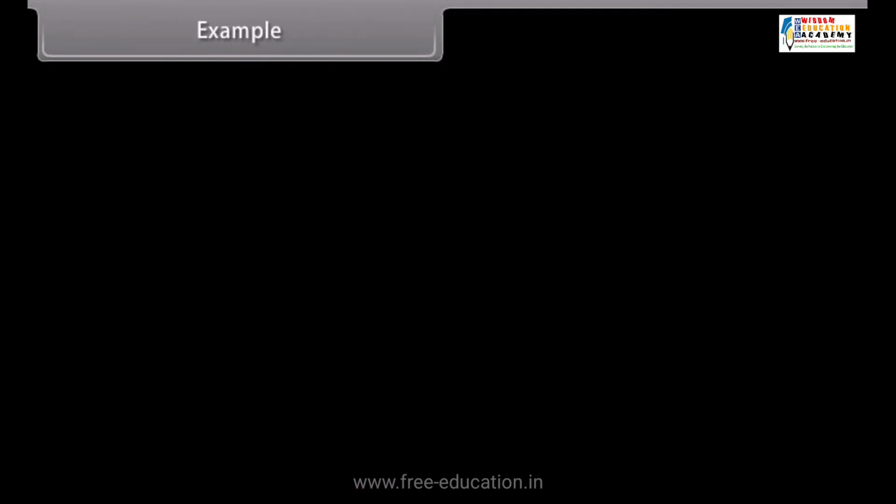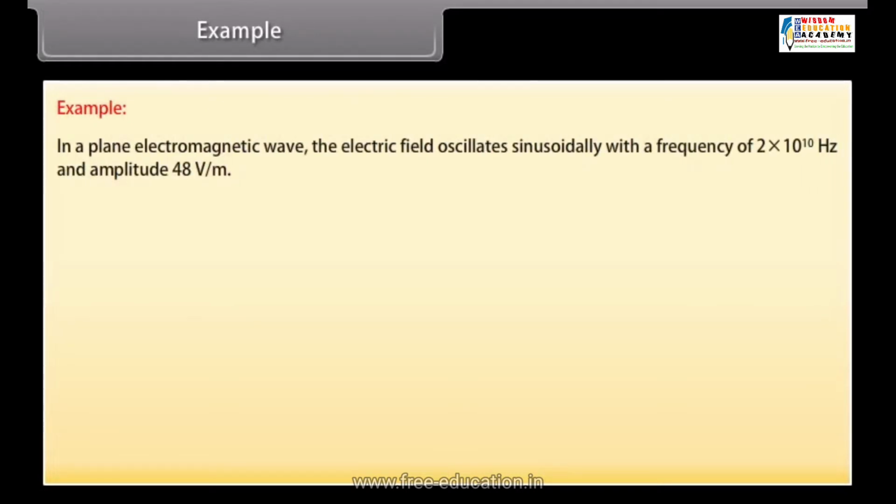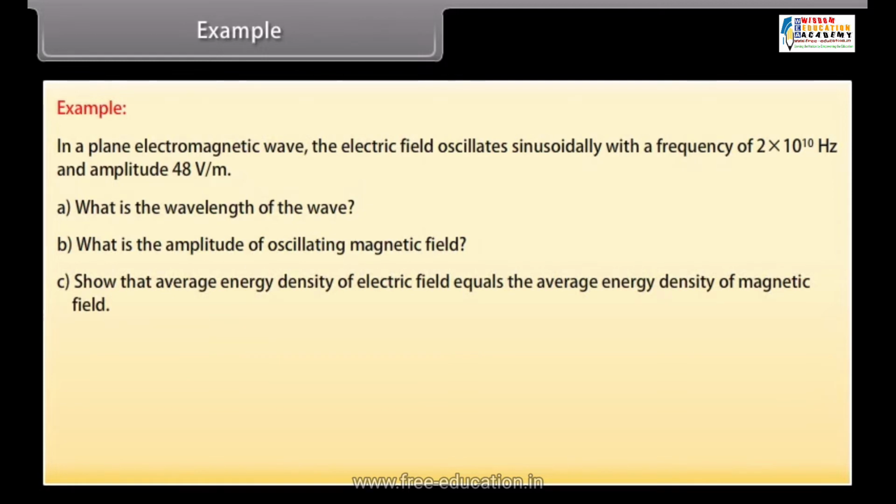Example. Let's take an example of electromagnetic waves. In a plane electromagnetic wave, the electric field oscillates sinusoidally with a frequency of 2 × 10^10 Hertz and amplitude 48 volt per meter. What is the wavelength of the wave? What is the amplitude of the oscillating magnetic field? Show that the average energy density of the electric field equals the average energy density of the magnetic field.